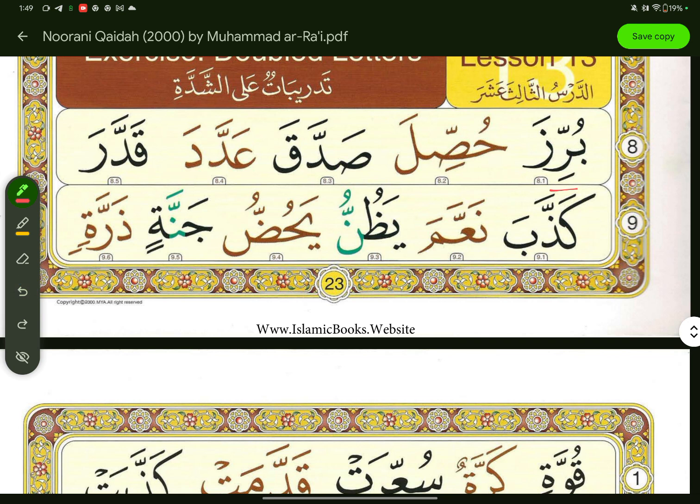Next one is ha with a dhamma, hu. Next letter is sad with a kasra, si. Next letter is la. Hussila. Right? Hus, first part. Si, second part. Hussila. Next one here: sad again, with a fatha this time, sa. Dal with a shadda and a fatha. So, sadda, and then qaf. Saddaqa.